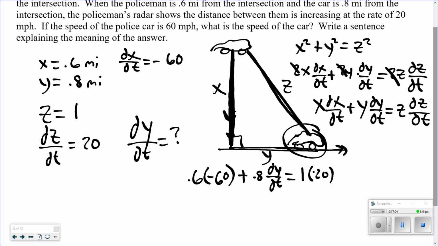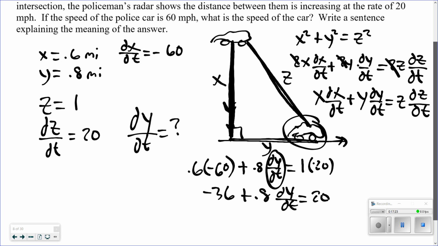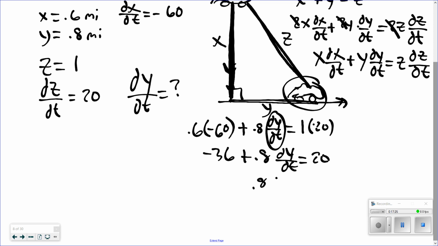Okay, I need to solve that. I'm trying to find dy/dt here. So 0.6 times negative 60 would be negative 36, plus 0.8 dy/dt equals 20. You could add the 36 over there. That would be 56. So we're going to end up with 0.8 dy/dt equals 56, divide by 0.8.